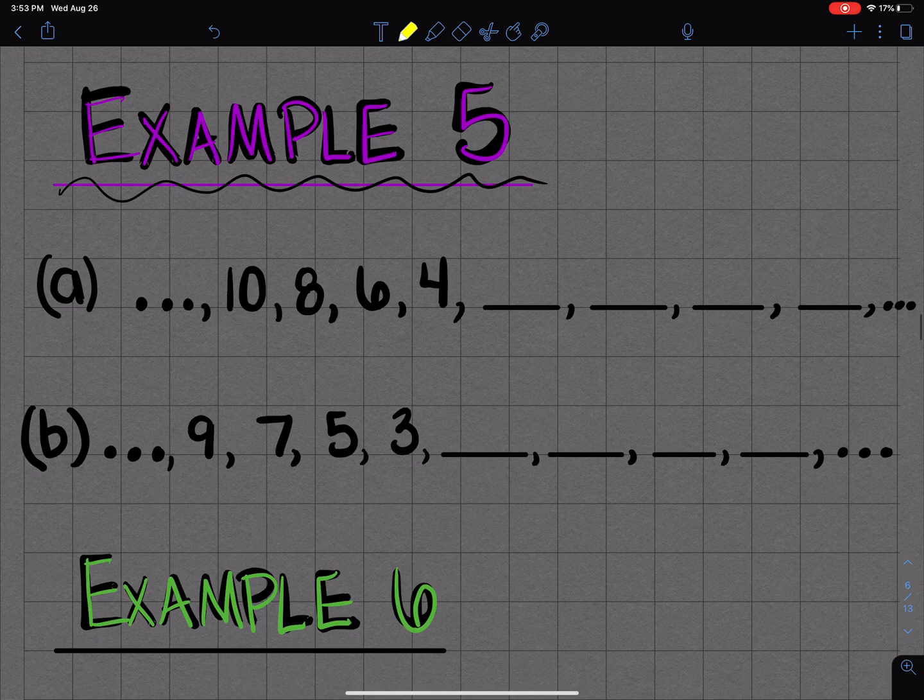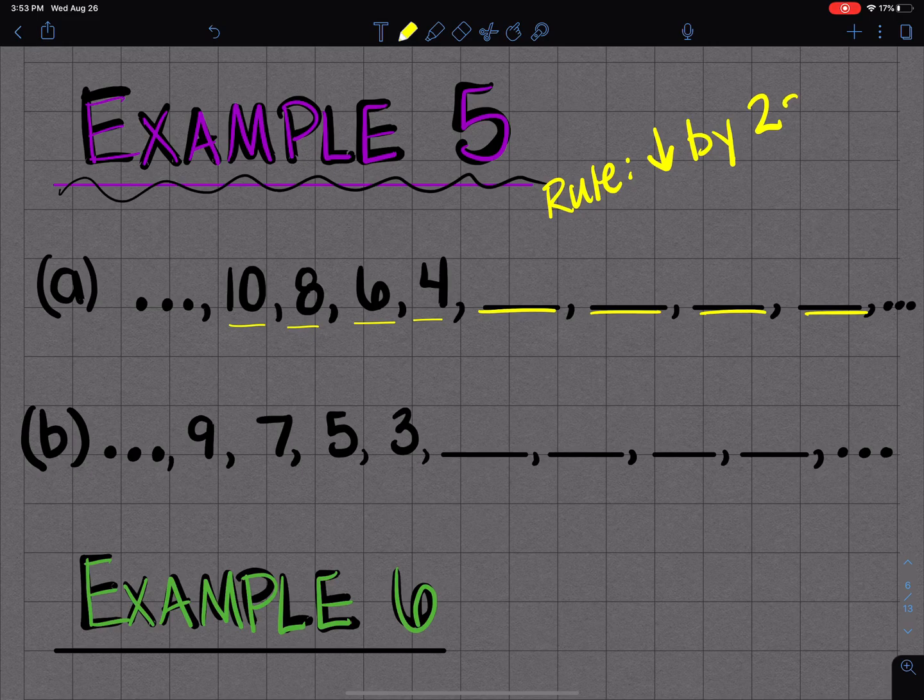Okay, what about example 5? Write the next 4 numbers in each counting sequence. So it left us 4 blank spaces where we can write down some numbers. So let's figure out the pattern. They gave us 10, 8, 6, 4. So I would say that the rule here is that we're counting down by 2s. Okay. So if I keep counting down by 2s, then after that 4, it's going to be 4 minus 2, which is 2.